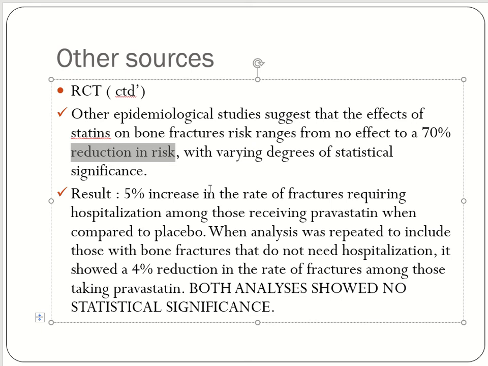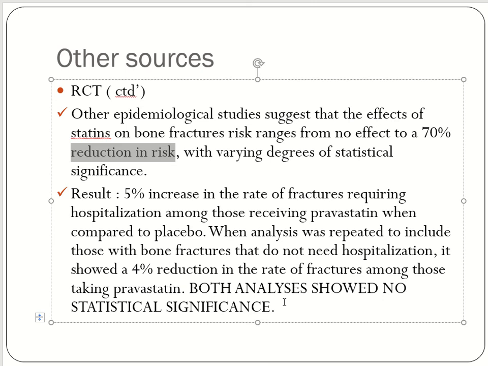So what happened is that when these people started looking at this question using the LIPID study, they found a 50% increase in the rate of fracture requiring hospitalization among those receiving the statin when compared to placebo. And when the analysis was repeated to include those with bone fractures that do not need hospitalization, it showed a 4% reduction in the rate of fractures among those taking the statin. However, both analyses showed no statistical significance.